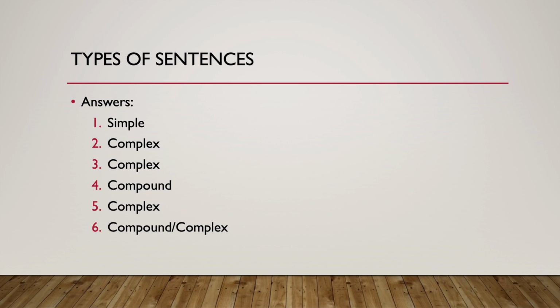Number 5, complex sentence. And number 6, compound complex, because the first 2 parts of that sentence are independent clauses. And then there's at the end a dependent clause. Therefore, it is a compound complex sentence.